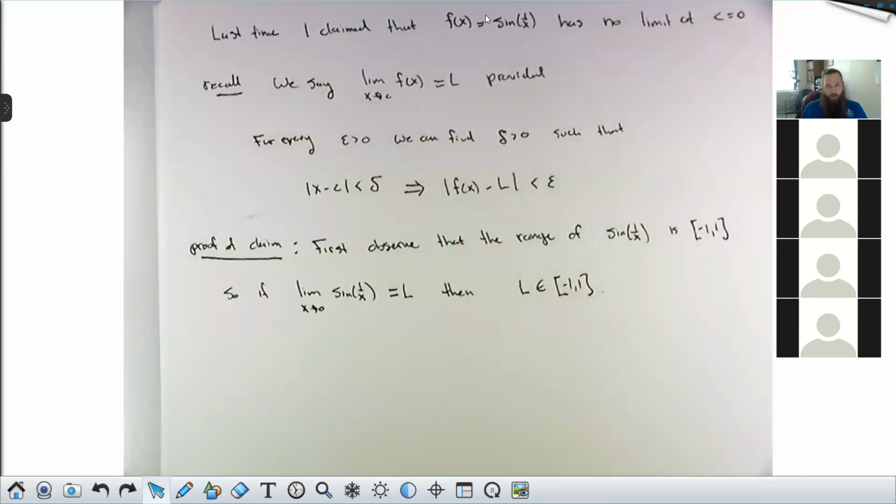Right? A function whose range is -1 to 1 can't have a limit that's like 2 or 5 or something like that. You got to sneak up on whatever your limit is. It doesn't necessarily need to be an element of your range, but it needs to be an element of the closure of your range. And since the range here is a closed interval, the limit has to come from that.